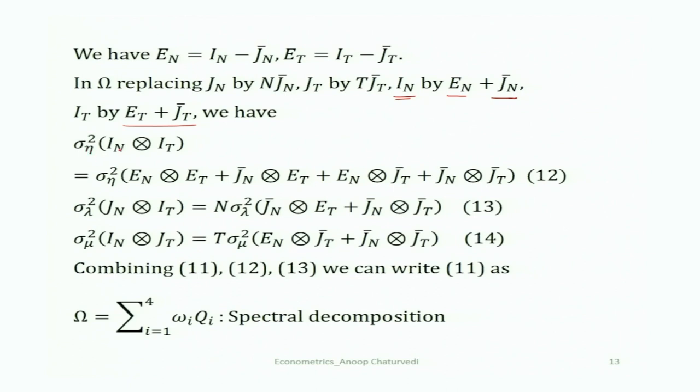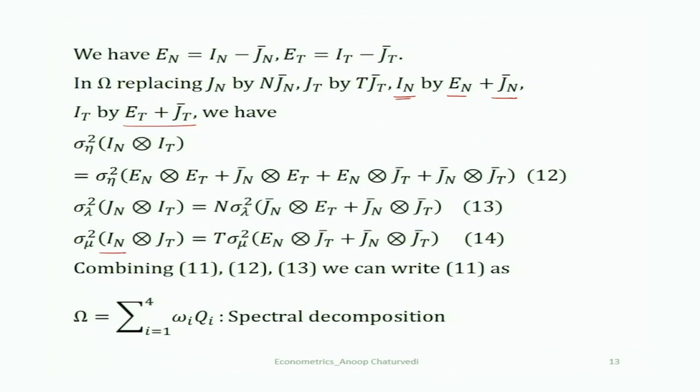So, actually we get sigma square eta I n Kronecker product I t equal to sigma square eta times E n Kronecker product E t plus j bar n Kronecker product E t plus E n Kronecker product j bar t plus j bar n Kronecker product j bar t. Further, sigma square lambda j n Kronecker product I t is equal to n times sigma square lambda times j bar n Kronecker product E t plus j bar n Kronecker product j bar t. Then in sigma square mu I n Kronecker product j t, we again replace I n by E n plus j bar n, we replace j t by t times j bar t. And then we obtain t times sigma square mu times E n Kronecker product j bar t plus j bar n Kronecker product j bar t.